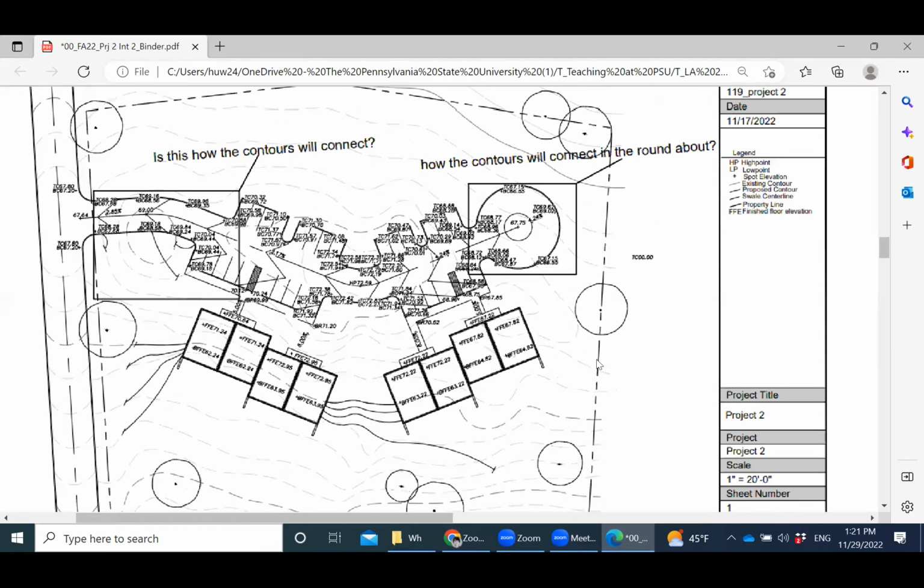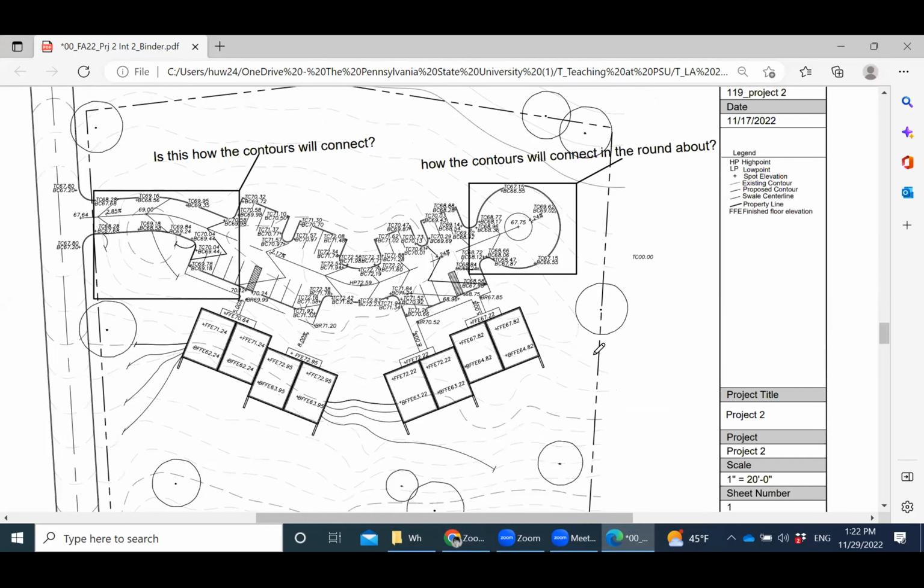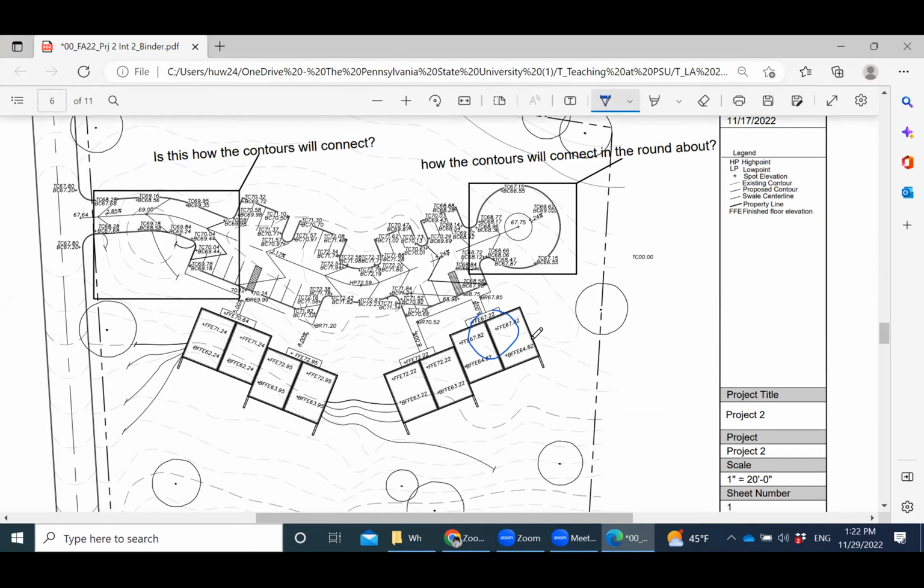This is how the contours will connect. Okay. Well, from what I'm seeing, I see that your contours look pretty steep, the parking lot part. That's very, very low. And somehow they're not 9 feet apart. So something happened there. The top FFE should be 73.82 if it's 9 feet over that one. That looks okay. This one looks okay.